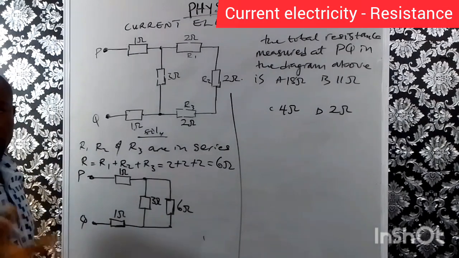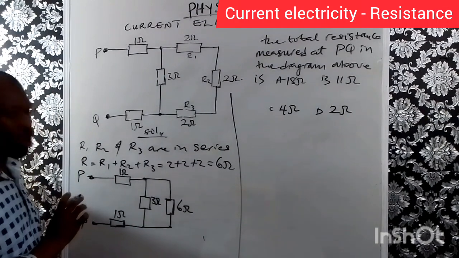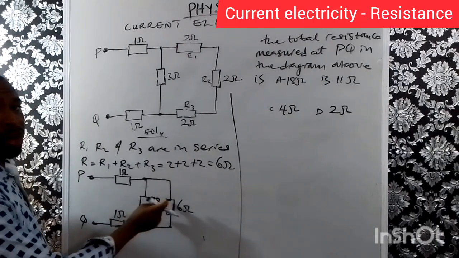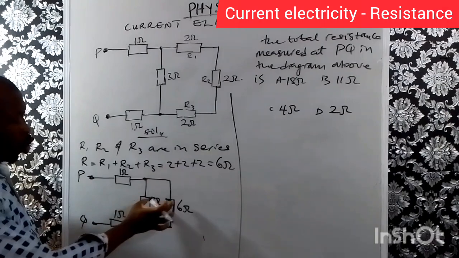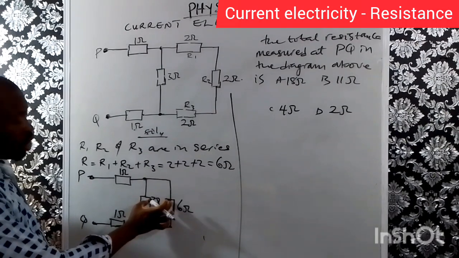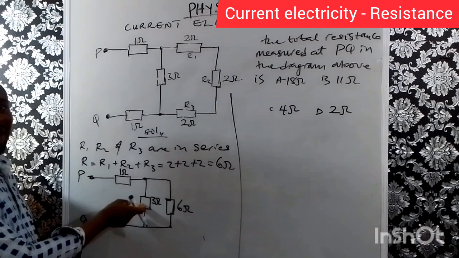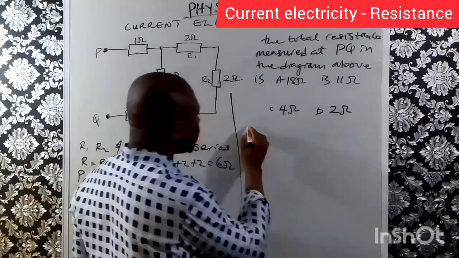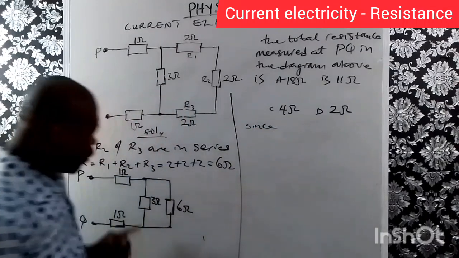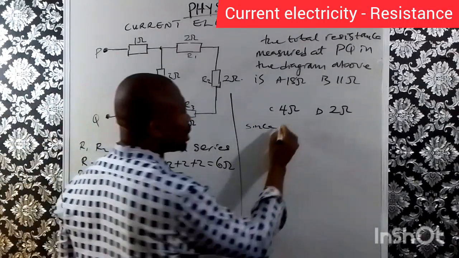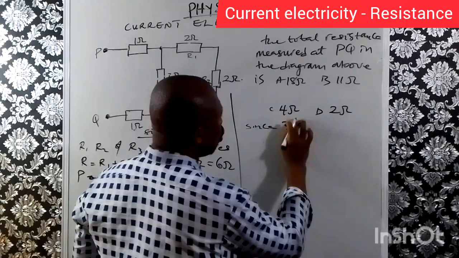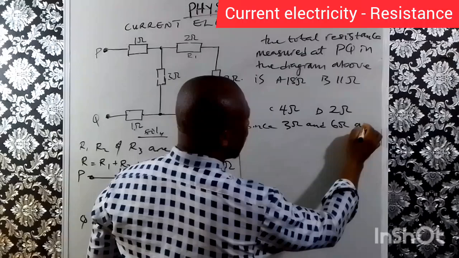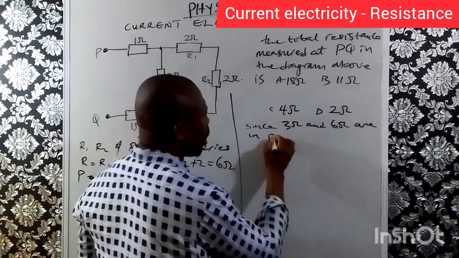Now if we take a look at this, we discover that of course these two are now in parallel. So if they are in parallel, we will resolve it. Once we resolve it, it will now be in series with this. Then we can now add. So we can now say, since the 3 ohm and 6 ohms are in parallel.